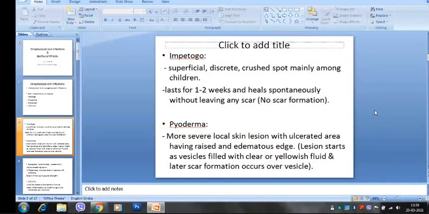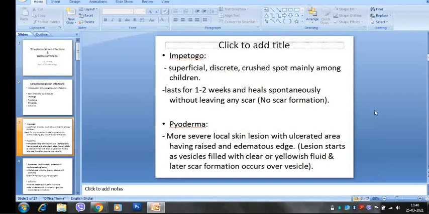Next type of skin infection caused by Streptococcus pyogenes is pyoderma. One is impetigo, other is pyoderma. Pyoderma is a more severe local skin lesion with an ulcerated area. There is ulceration in the skin, having a raised and edematous edge. The lesion is raised and it is having an edematous edge.